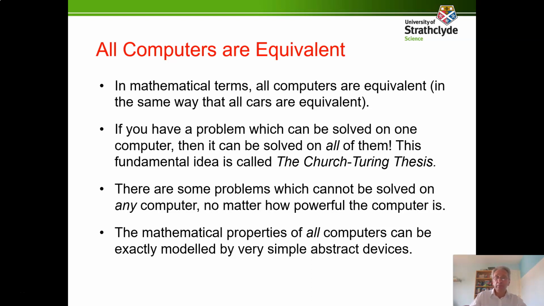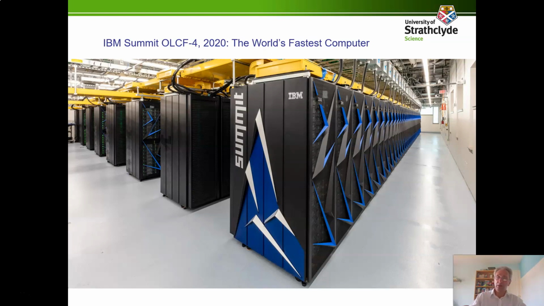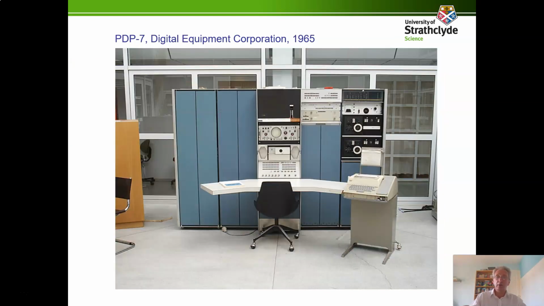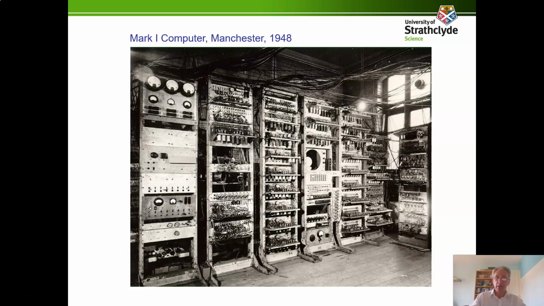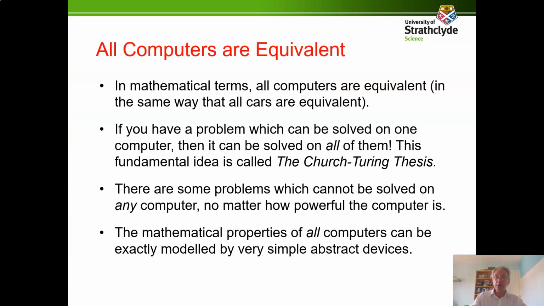If a program can be run on this computer and gives you some output after a certain time, you could also run it on this computer, and this computer, and this computer, and it would produce the same output eventually. So in other words, all computers are equivalent. If you have a problem that can be solved on a computer, then it can be solved on all computers. And this fundamental idea in computer science is called the Church-Turing thesis, named after Alonzo Church and Alan Turing, who discovered it at about the same time in the 1930s.